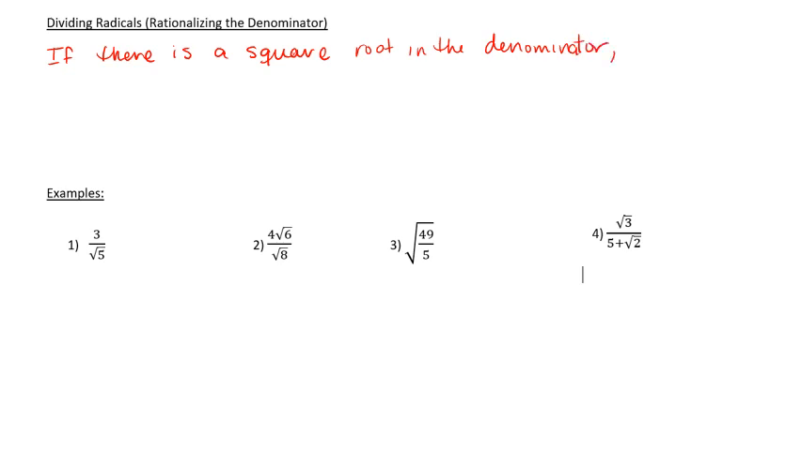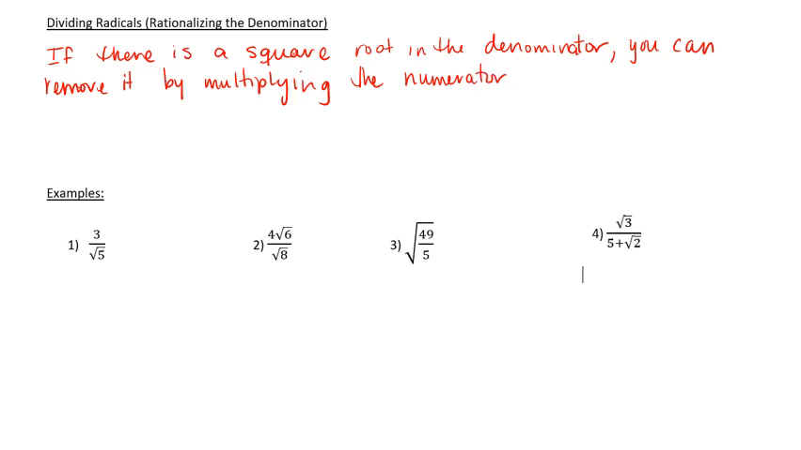Okay, so if you look at number 1, 2, 5 we'll talk about, or 3 we'll talk about in a second, and then 4, see how they all have roots in the denominator? That means that they have an irrational number in the denominator. So we want to make it rational, so we call it rationalizing the denominator. So you can remove it by multiplying the numerator and denominator by the root. Let me show you why this works.